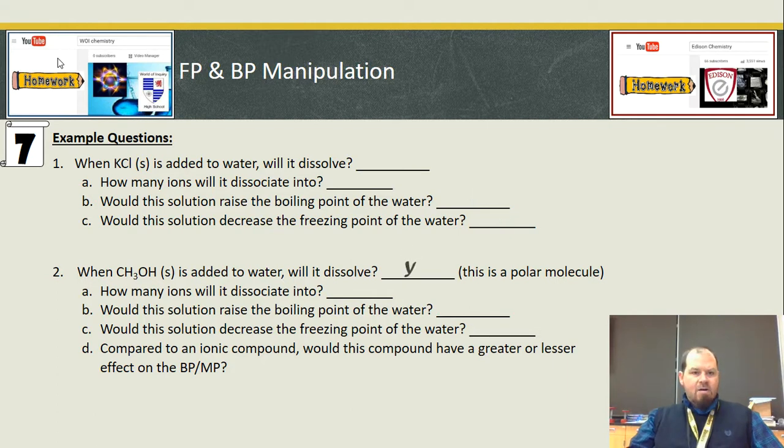Next one, all covalent. This is actually an alcohol. Will it dissolve? I'm going to say yes because it's a polar molecule. The actual word is that it's miscible, is what we say. Two liquids are miscible. How many ions will it dissociate into? Technically none, but as far as we're talking here, 1 mole in, 1 mole of molecules in. So that's what it's kind of referring to, right?